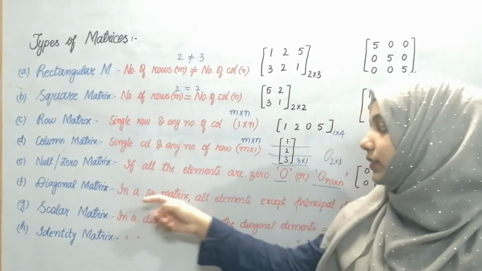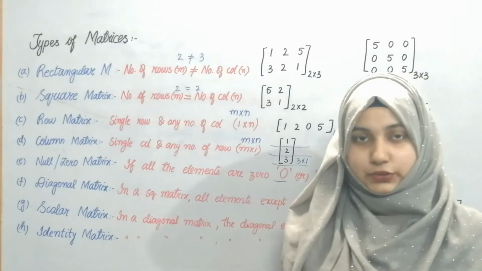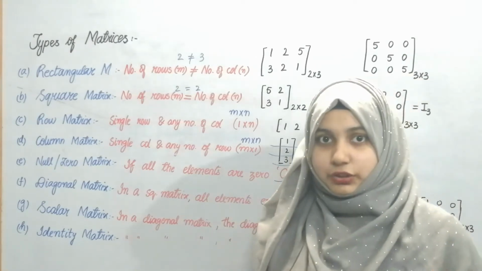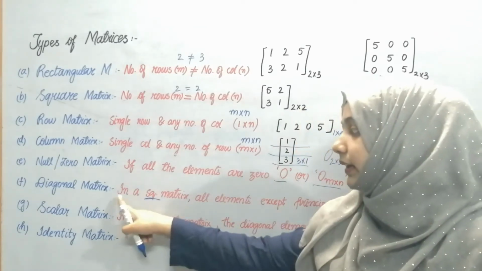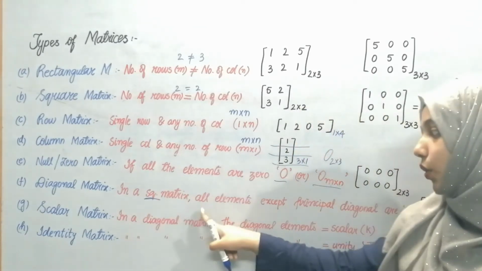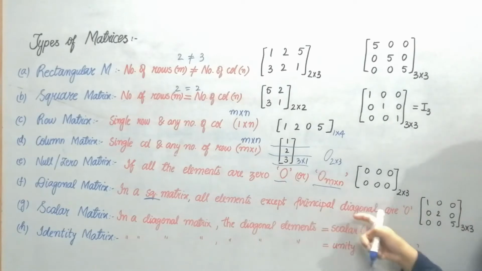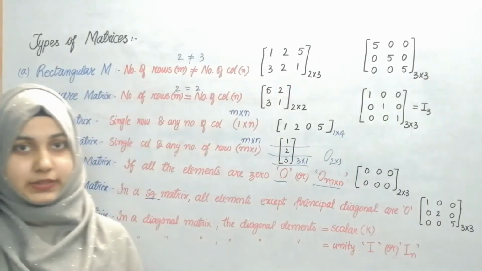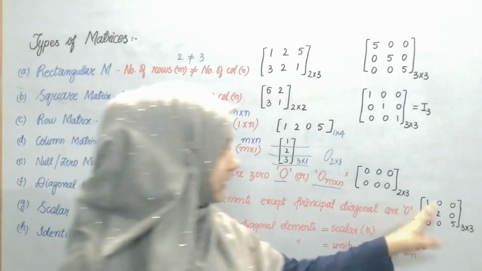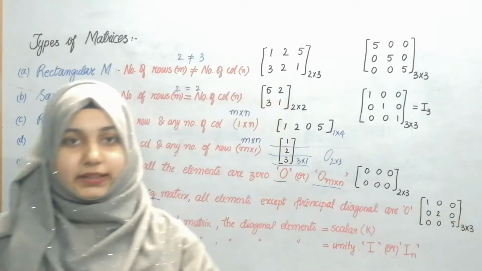Next, diagonal matrix. Diagonal matrix means in a square matrix, any square matrix, the matrix should be a square matrix. Here a condition is given, specified. In a square matrix, all the elements except the principal diagonal are 0. We have got many diagonals. Suppose I am taking a 3 by 3 matrix.